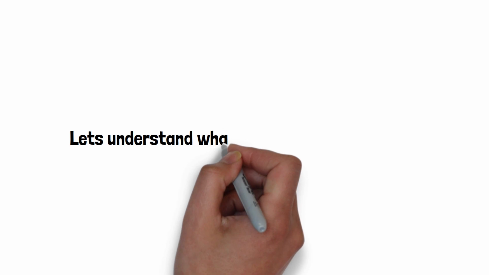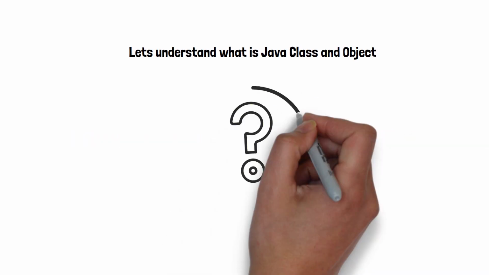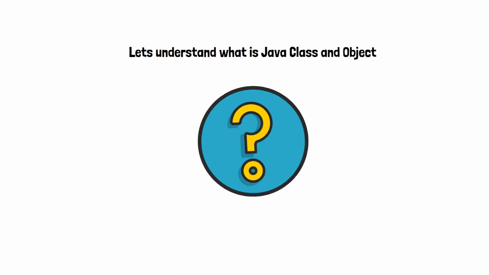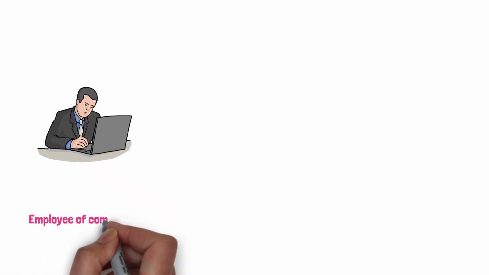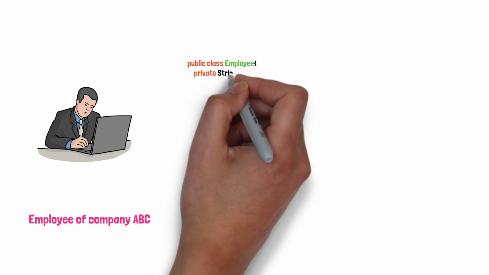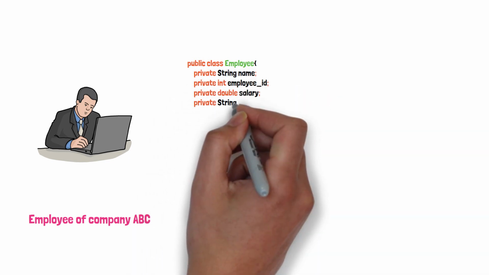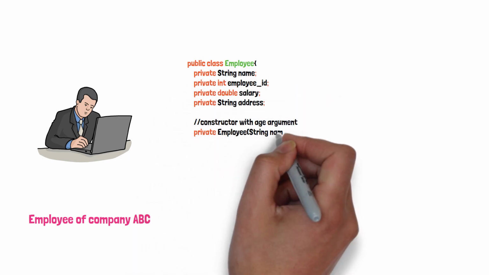Let's understand what is class and object with a real world example. So let's take an example of an employee in a company. Employee is a generic term. So to store the records of employees, there will be an employee class. Now, what is the need of class here?